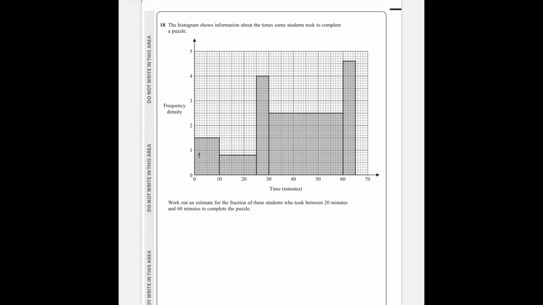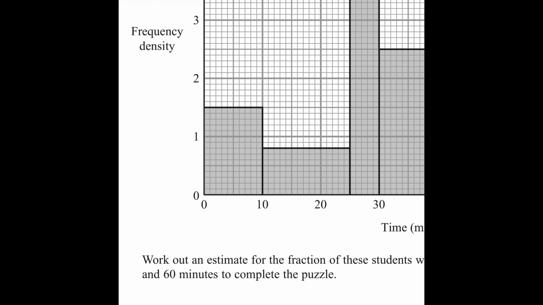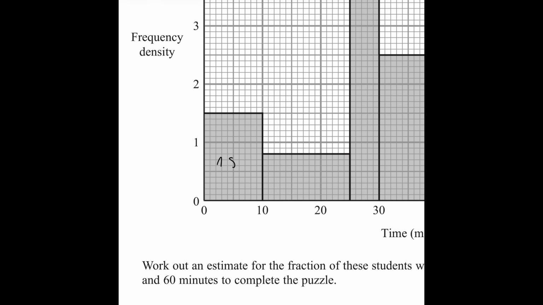All right, next. For this question, it's a histogram question, and it's asking us for the fraction of students who took between 20 and 60 minutes to complete the puzzle. So first, we actually want to get the total amount of students, because we want it as a fraction, and it doesn't give us the total. For a histogram, you want to do base times height of each rectangle, which will give you how many students took between that much time. It sounds hard, but it'll be easy once you do it. So here it would be 1.5 times 10, so 15. That means 15 students took between 0 and 10 minutes to complete the puzzle. And you just do that for all of them.